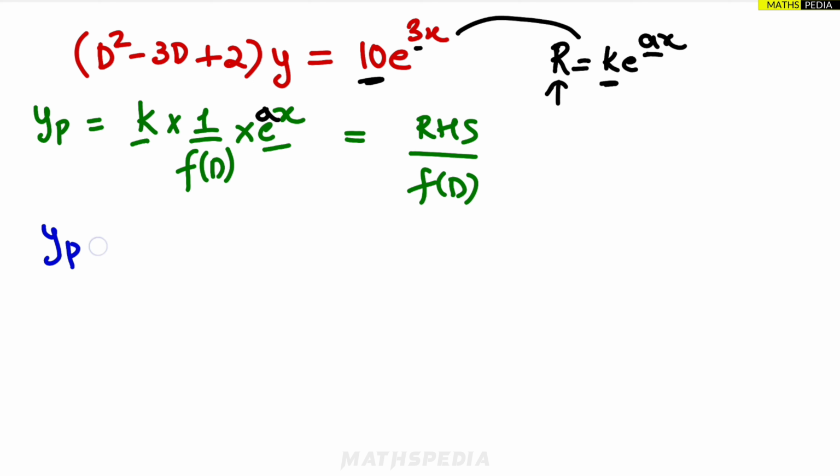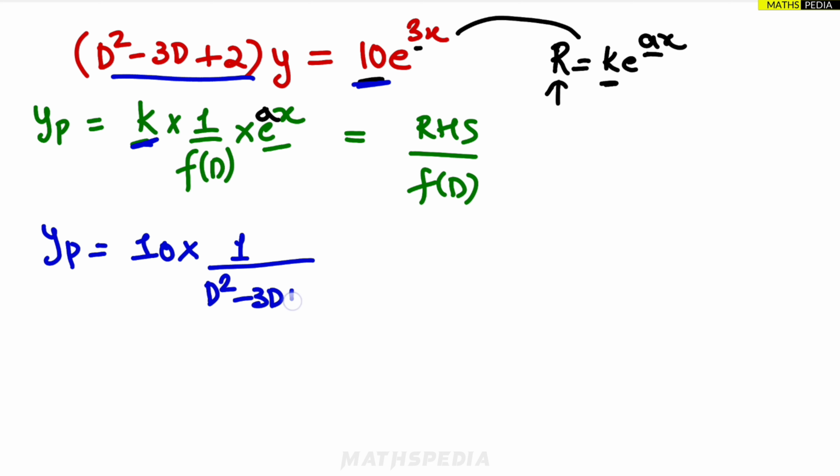So yp is equal to 1 divided by f of d. I'll write the k value first, that is nothing but 10 into. Otherwise directly you can write 10 e power 3x in the numerator, there is no problem, I'm just telling, this way also you can write. So 10 into 1 divided by f of d. f of d is nothing but the function of d, which is this part: d square minus 3d plus 2, into e power 3x.